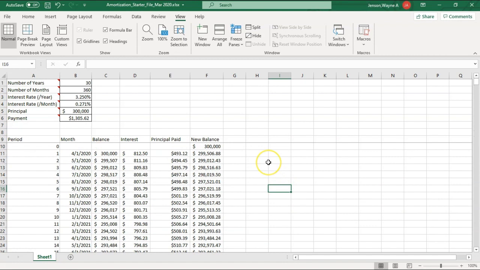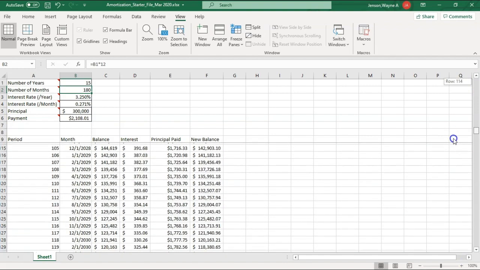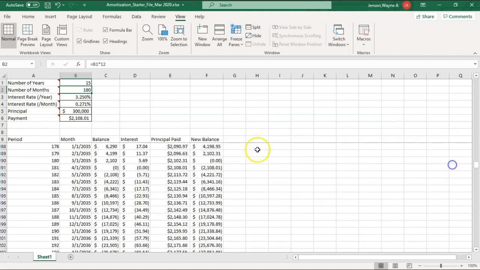And once you've completed that, that's it. You've completed your amortization schedule. If we wanted to, we can change this to 15 years, and we can see what our payment's going to be. It'll be 2108. And if we scroll down, you'll notice it doesn't fill the table out all the way. You get some negative numbers towards the bottom there when it's paid off. So it's really paid off right here.